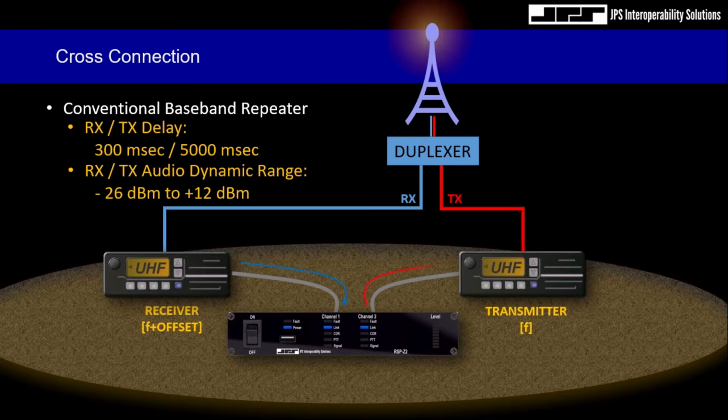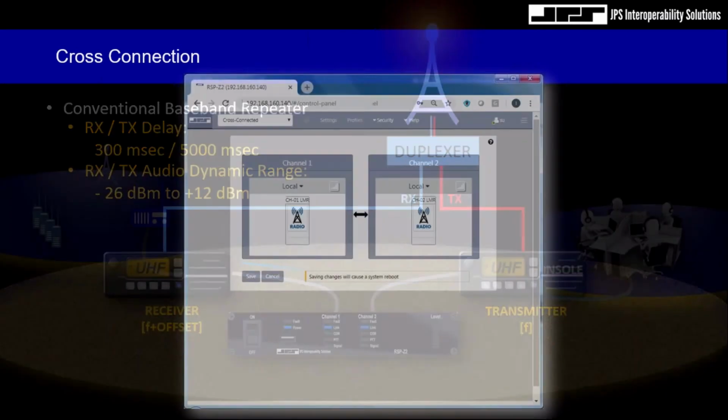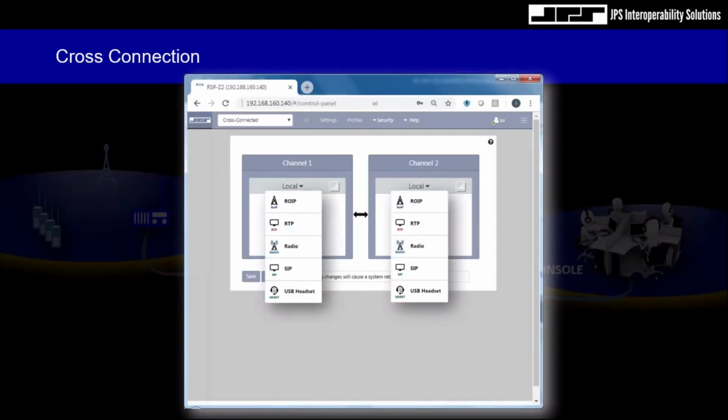And because the RSP-Z2 dissipates less than half an amp, it can be part of a low-cost tactical repeater packet. And if we take a look at the two channels in a cross-connect configuration or pattern, we're not limited to supporting just land mobile radios. Those channel interfaces can support, again, JPS RoIP, SIP, RTP, even push-to-talk over cellular applications such as ES-Chat and JPS VIA.